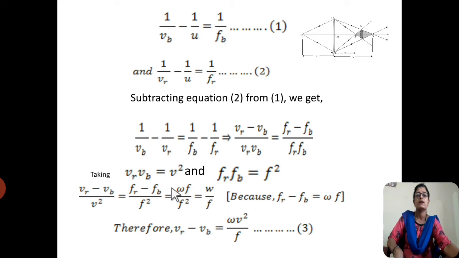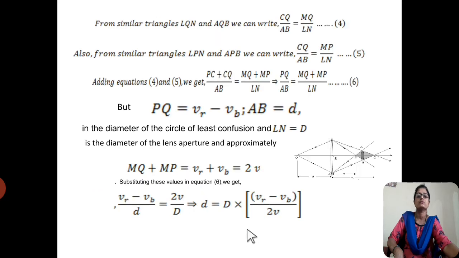We know that FR minus FB is equal to omega into F, where omega is the dispersive power. So (VR minus VB) by V square equals omega F by F square, which becomes simply omega by F. Therefore, VR minus VB is equal to omega V square by F.